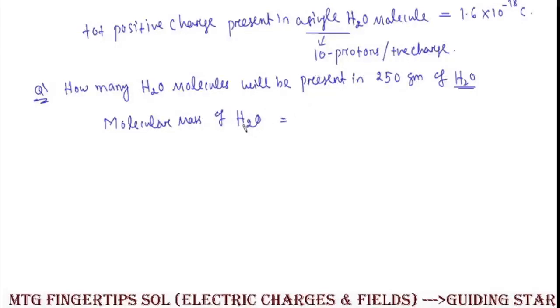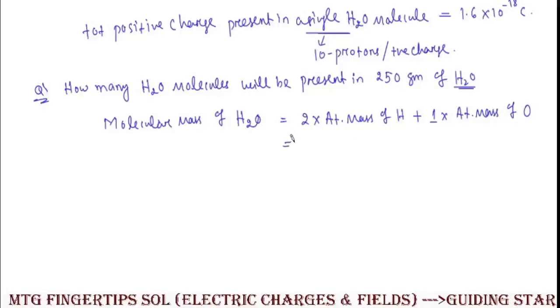So here first of all we need to know how many atoms are contained in the given water molecule. There are 2 hydrogen atoms and 1 oxygen atom. So how will you calculate the molecular mass? We'll calculate the molecular mass from its atomic mass. So 2 hydrogen atoms are there, so 2 into the atomic mass of hydrogen plus 1 oxygen atom is there, so 1 into the atomic mass of oxygen.